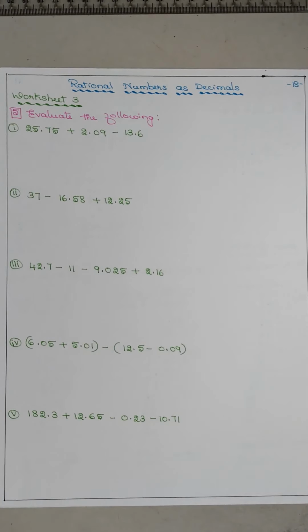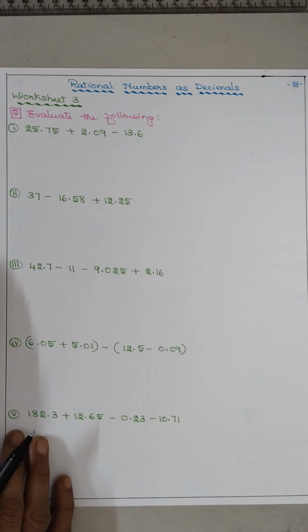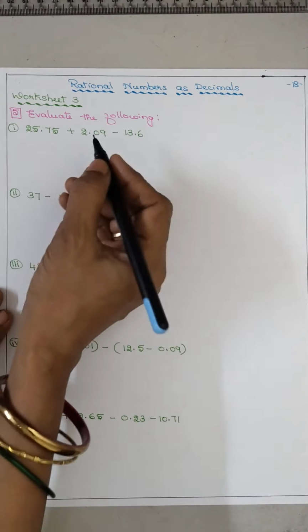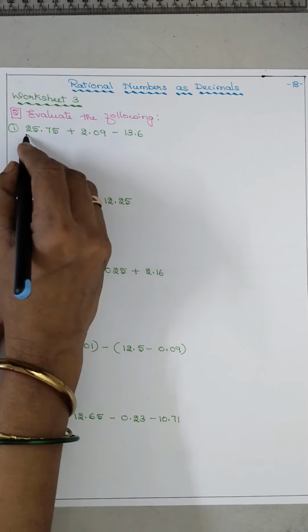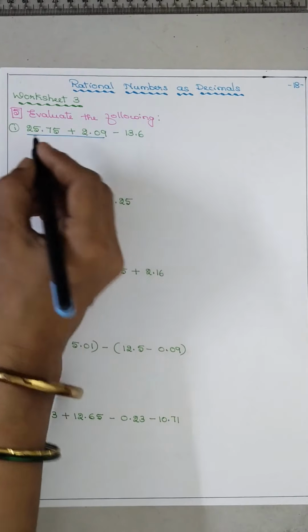We were discussing worksheet 3 of rational numbers as decimals. Now coming to question number 5, it is evaluate the following. Here addition and subtraction are given together, so we have to find the value. Evaluate means find the value. So addition, so first we have to do this, underline.